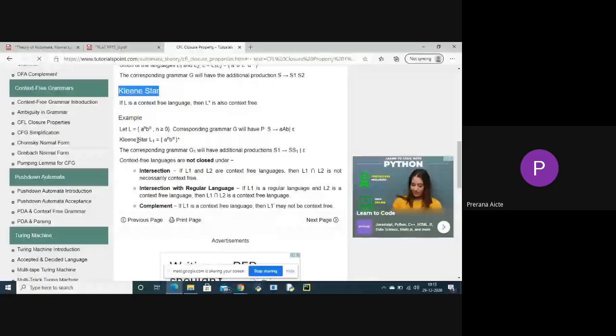And coming to not closed, CFLs are not closed under intersection and complement. Intersection is nothing but the common strings between two languages. If L1 and L2 are two context-free languages, then L1 intersection L2 is not necessarily a context-free language. It may or may not be, and there is no fixed condition for intersection. In the same manner, if L1 is a context-free language, then L1 complement may not be a context-free language. This is also the closure properties of context-free languages.